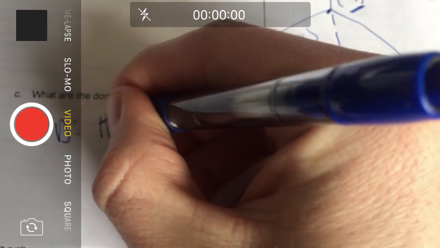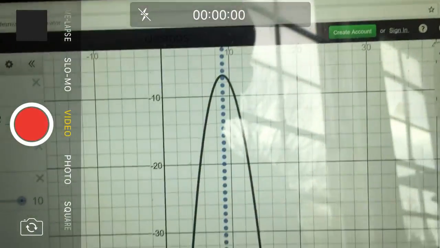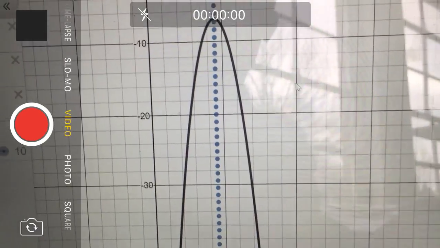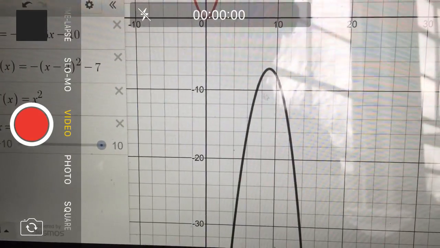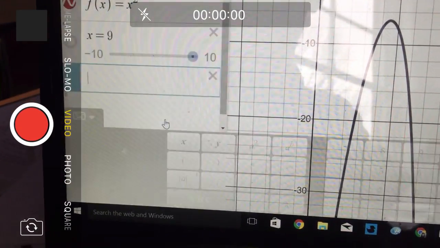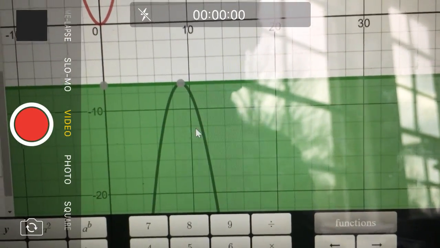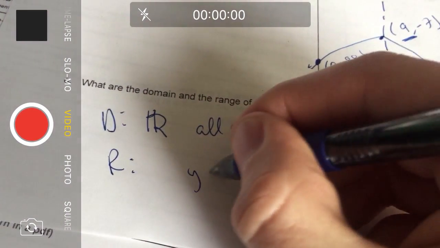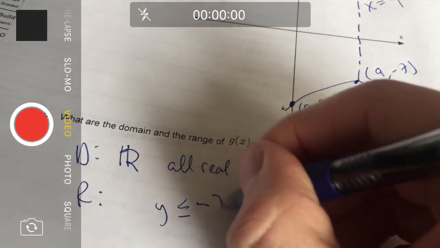Domain: all real numbers, or however you want to write that. Range, okay, range for this one. The y value goes from -infinity all the way up to this point. So -7 is the largest y value. That means my range is y must be less than or equal to -7. Look at that, see how my graph falls into that shaded region? So that is my range: y is less than or equal to -7.